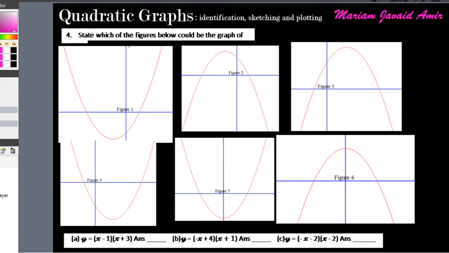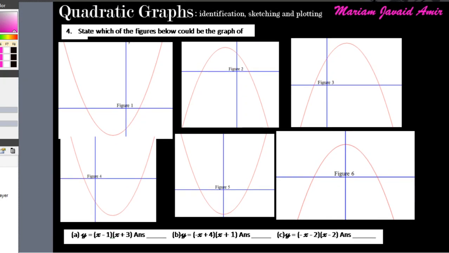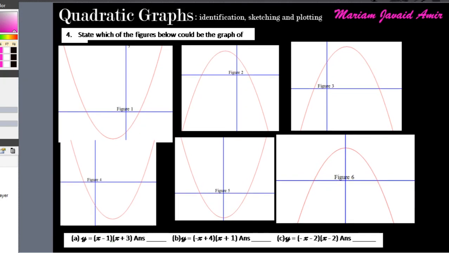Question number 4, which says state which of the figures below could be the graph of part A, (x - 1)(x + 3). So the solution will be x equals 1 and x equals -3, and the coefficient of x square is positive. So it will be a U-shaped graph which will cut the x-axis at -3 and 1. So I guess this is the graph for part A. So this would be 1 and this would be -3.